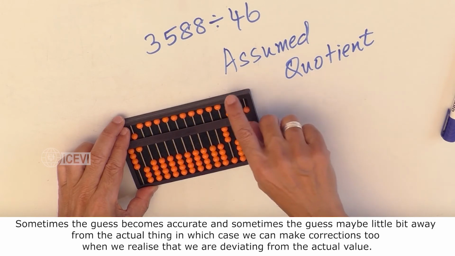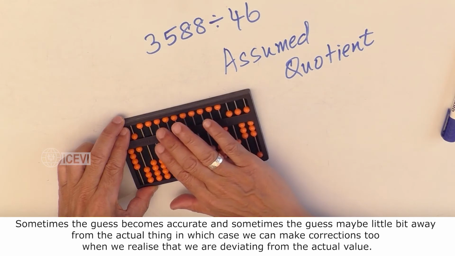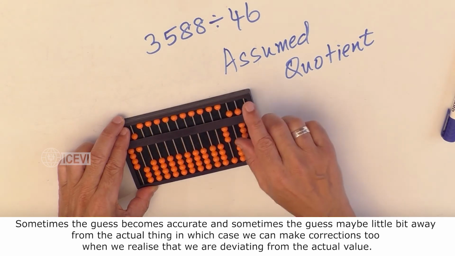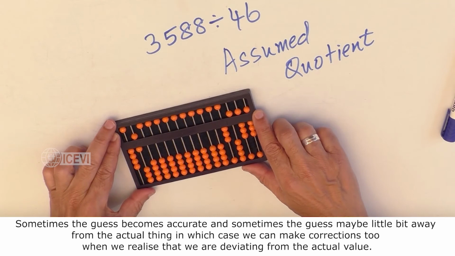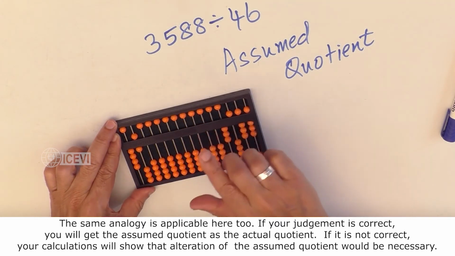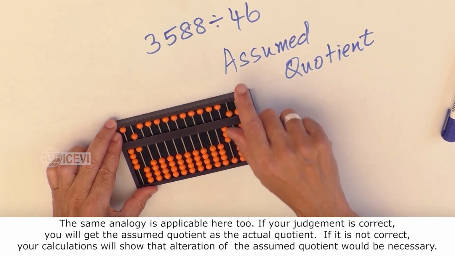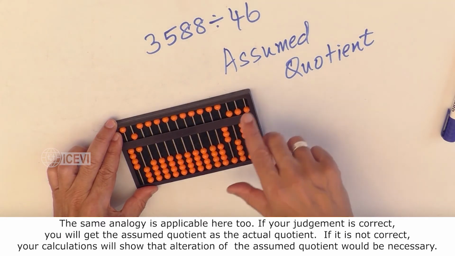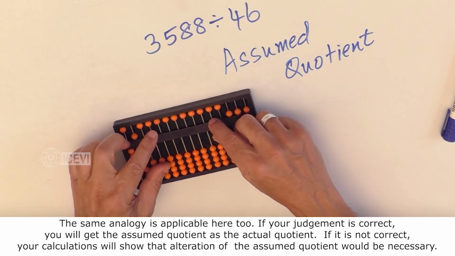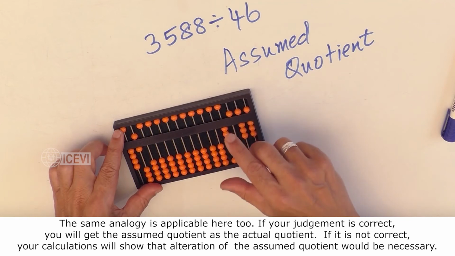Sometimes the guess becomes accurate, and sometimes the guess may be a little bit away from the actual thing, in which case we can make corrections too when we realize that we are deviating from the actual value. The same analogy is applicable here too. If your judgment is correct, you will get the assumed quotient as the actual quotient. If it is not correct, your calculations will show that alteration of the assumed quotient would be necessary.